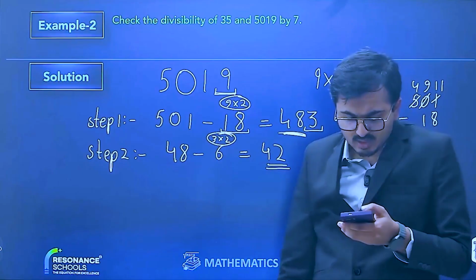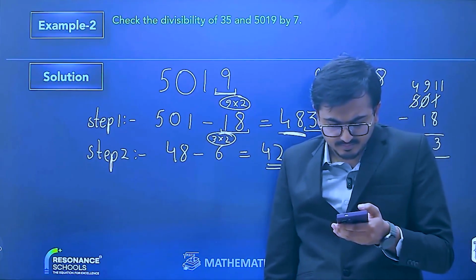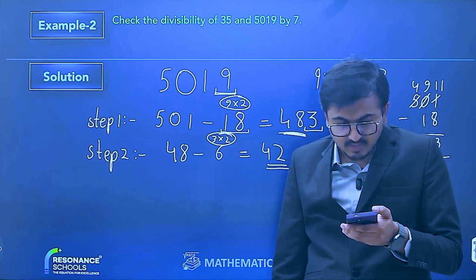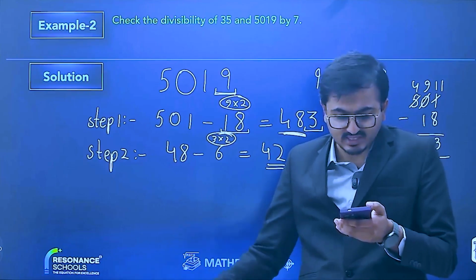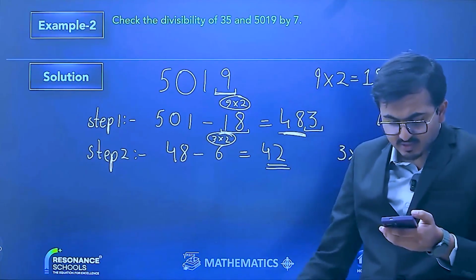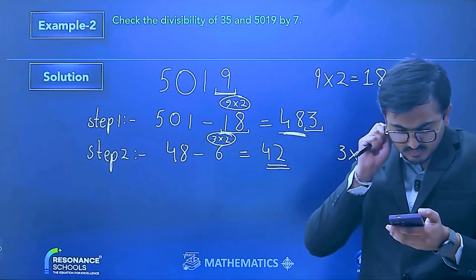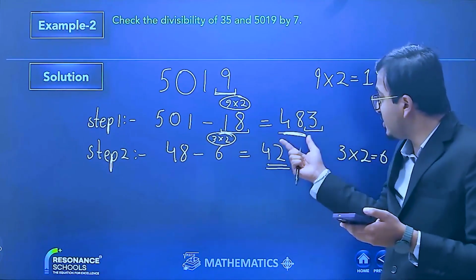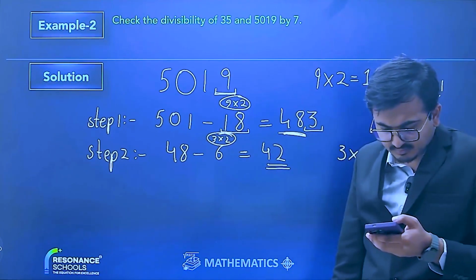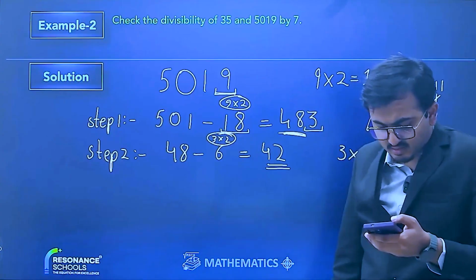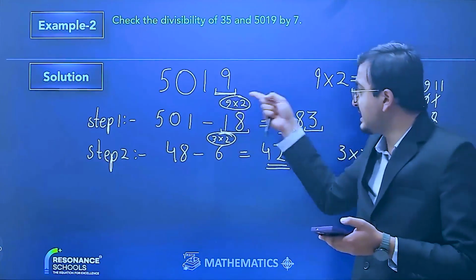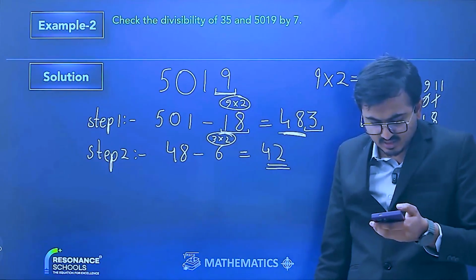18. 18 is subtracted from the remaining digits. 501 minus 18, you do. How much are you getting? 483. 483, what is the last digit? Multiply it with 2. 6. Subtract it from the remaining digits. 48 minus 6. 42. Is it divisible by 7? Then it is divisible by 7. Then the entire number is divisible by 7. Clear now?